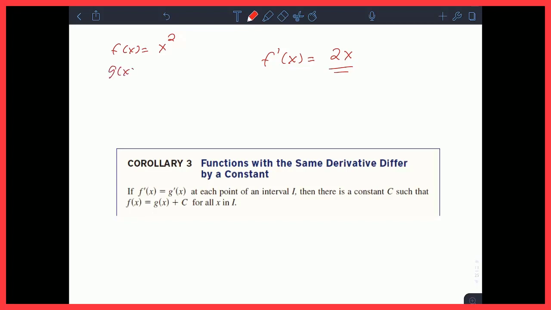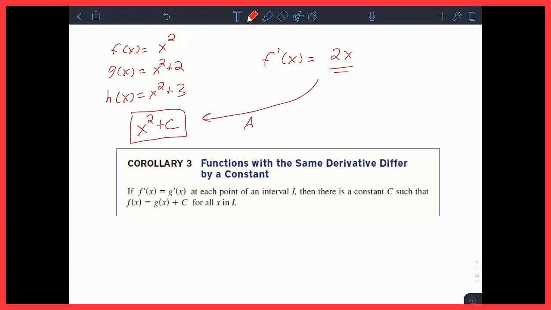But g of x could have been x squared plus 2, right? The derivative of x squared plus 2 is 2x. And h of x could have been x squared plus 3, right? There are a whole family of functions that could have been equal to this derivative. And so what we say is that the actual antiderivative is x squared plus c, where c could be any constant. So this is the antiderivative when you're working backwards. We usually notate an antiderivative with a capital F of x, meaning that we worked backwards.